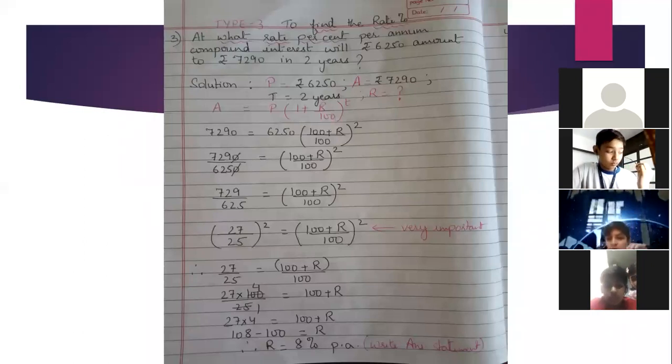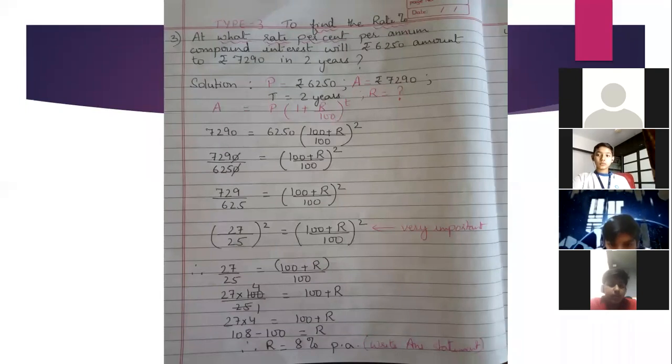Ma'am, like we made the left hand side a perfect square, but what if they are not perfect squares? They will be, beta. If you have to calculate the rate percent, your left side power has to be same as right side. But what if instead of 729 upon 625 they give 730 upon 630? No. Otherwise, you can't calculate. The powers have to be same. Then it's a wrong question. Okay, thank you, ma'am.